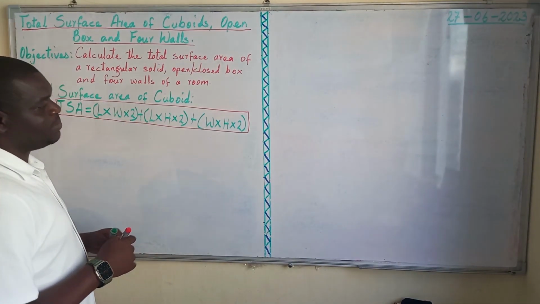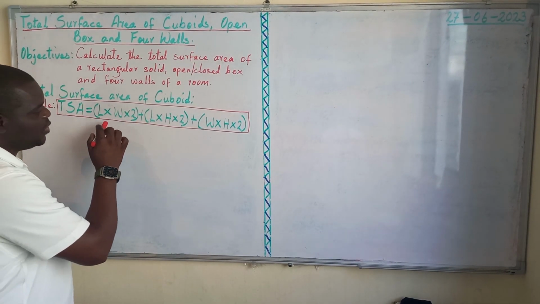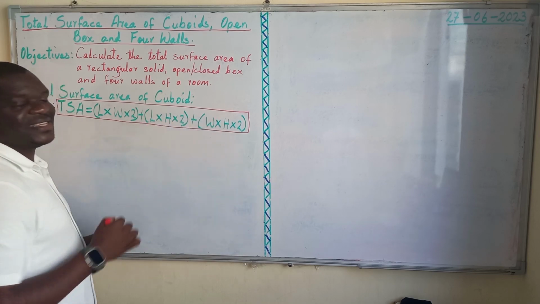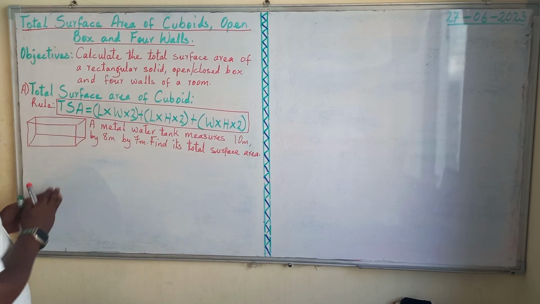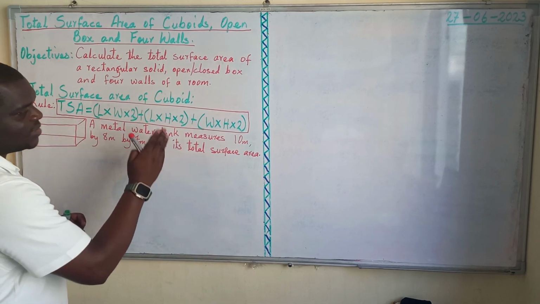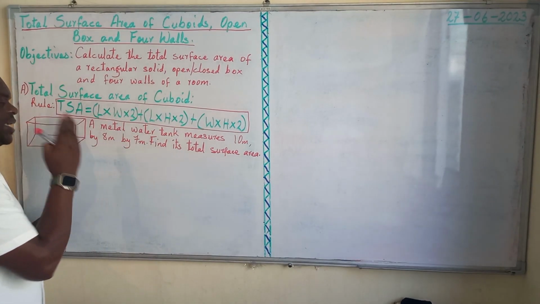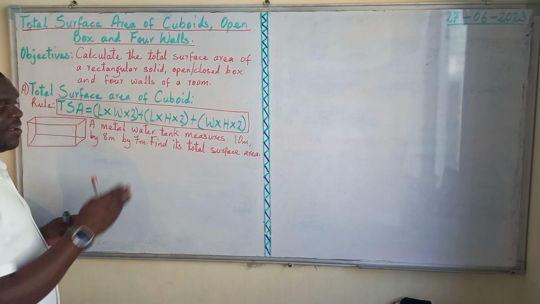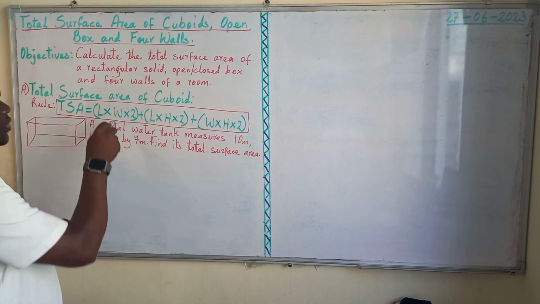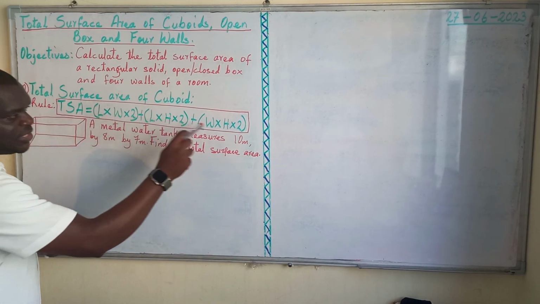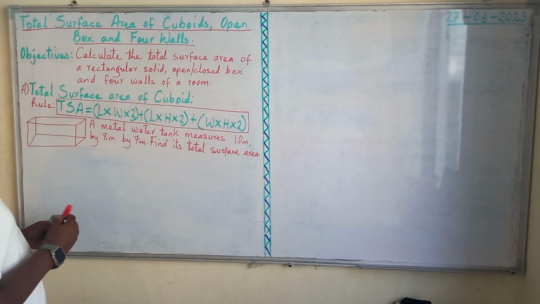Let's look at this example first of all, and it will better explain this rule. If we look at our first example, it says a metal water tank measures 10 by 8 by 7 meters. Find the total surface area. In this case, we are going to apply this rule. Now, let me explain this rule once again.